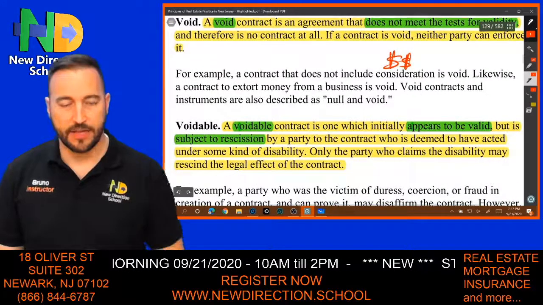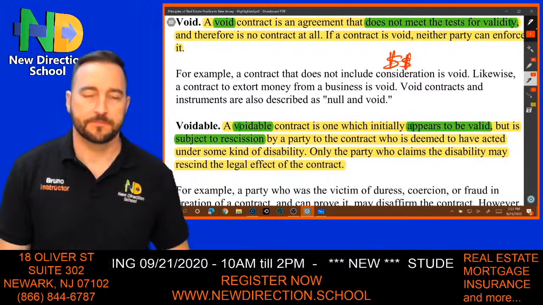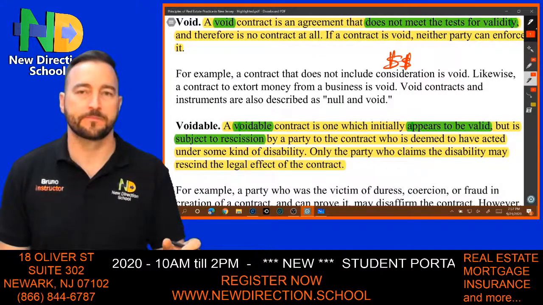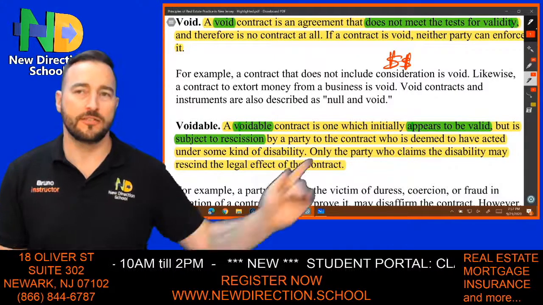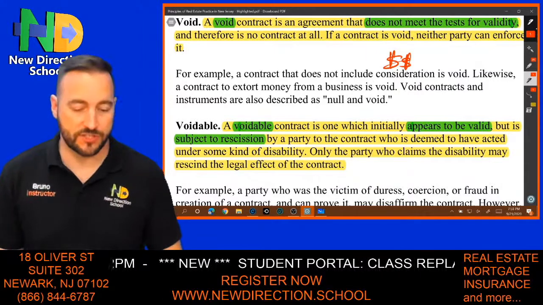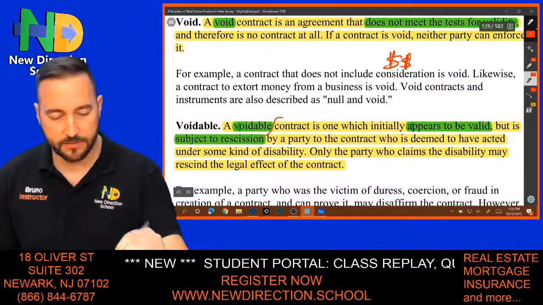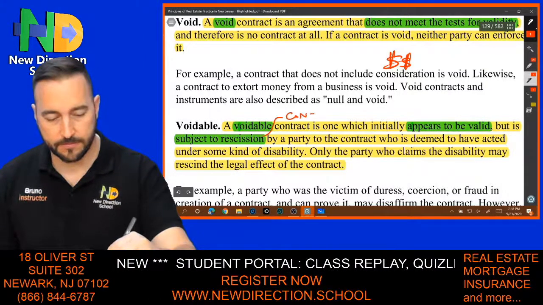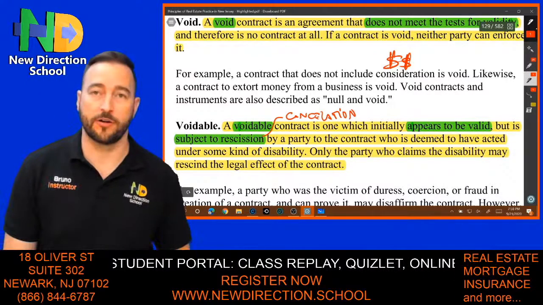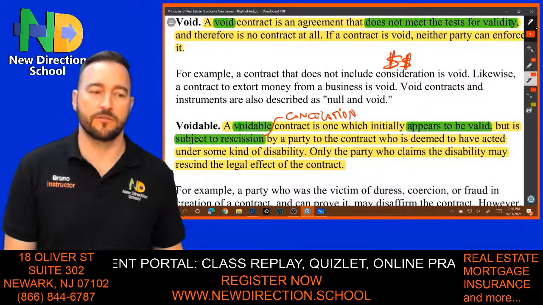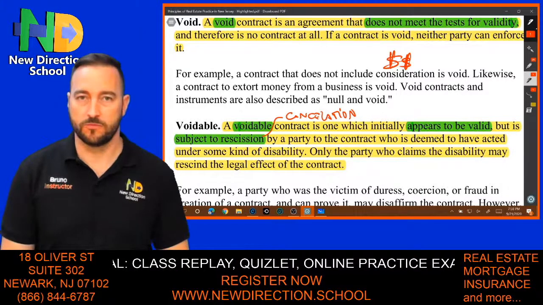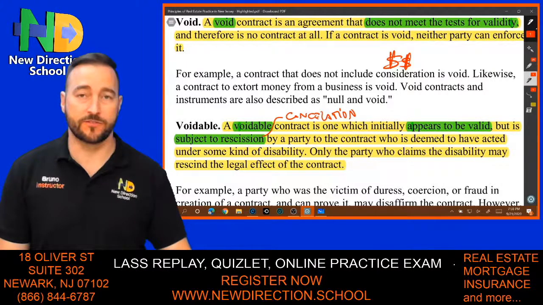Then we have voidable. Voidable is very similar to unenforceable, meaning it appears to be valid, right? It appears to be valid, but it's subject to rescission. What is rescission? Cancellation by one of the parties. So rescission, every time you see the word to rescind, is to give up or cancel on it. Okay? So to rescind is to give up or cancel.